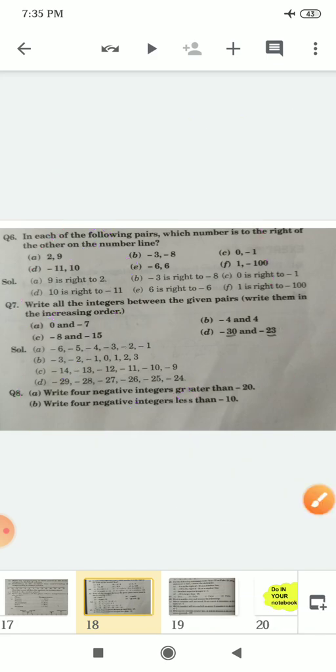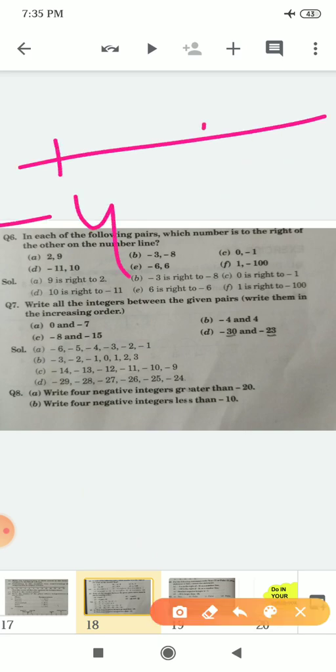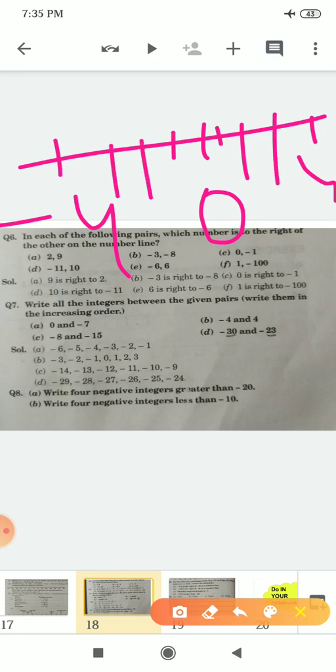Question B, we have minus 4 and 4. It is 1, 2, 3 and it is minus 1, minus 2, minus 3. Okay.